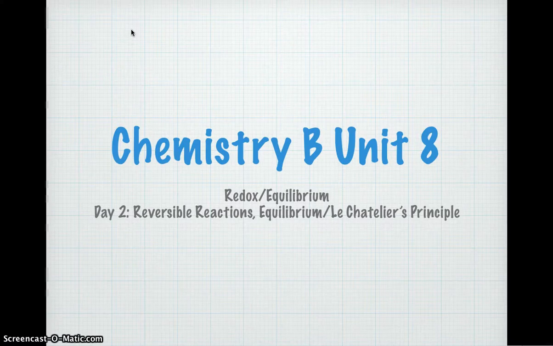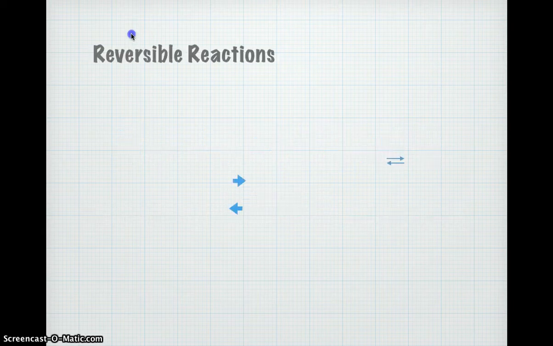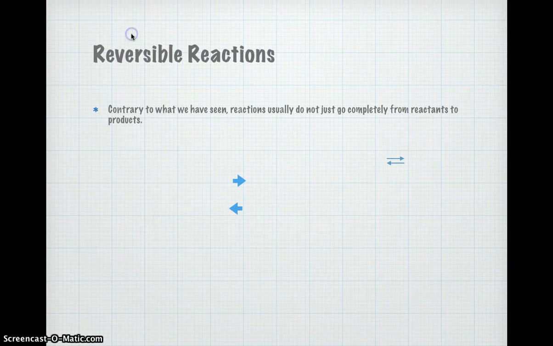Well, good afternoon. It is Chemistry B, Unit 8. We're continuing about redox and equilibrium reactions. Today is day 2: reversible reactions, equilibrium, and Le Chatelier's principle. Let's get started. Ignore those arrows till we get there.